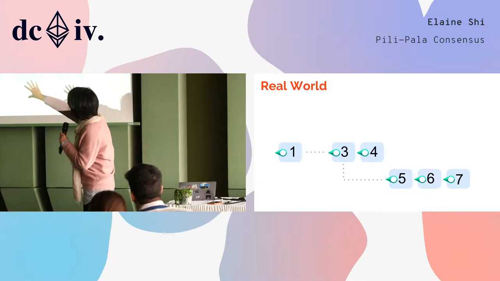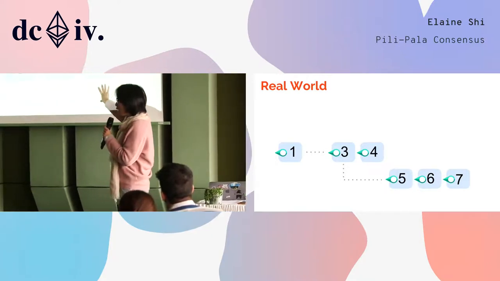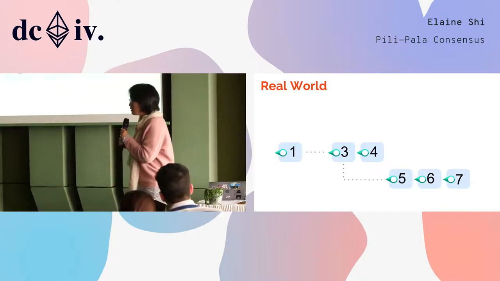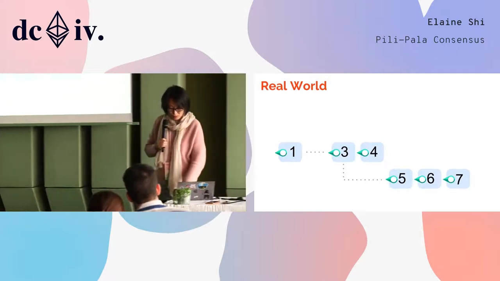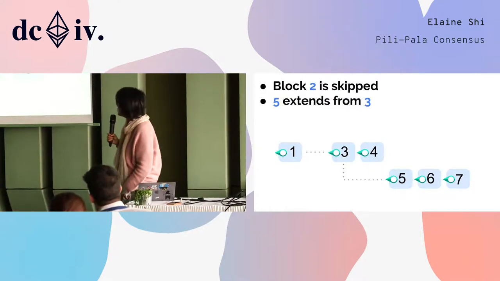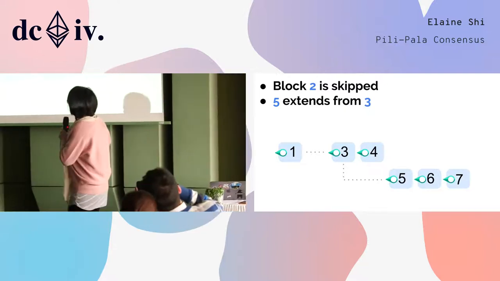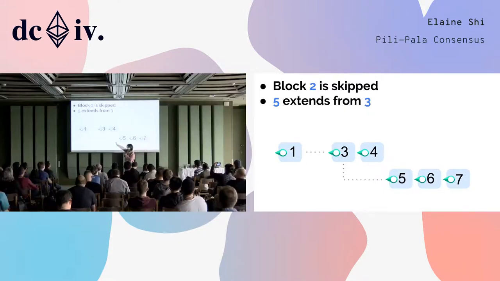So let's look at this scenario. Imagine this is a notarized chain that I see during the protocol. What are the problems here? One problem is that block number two is being skipped. There is no block number two. Another problem is that the fifth block is extending from three and not extending from four. So this actually creates a fork. What I really want to talk about is the second problem, but let me first very quickly explain the first one.